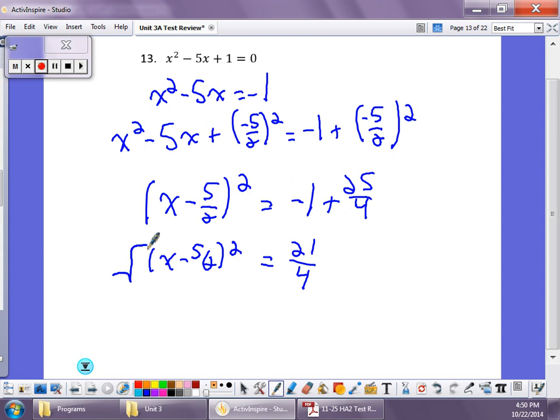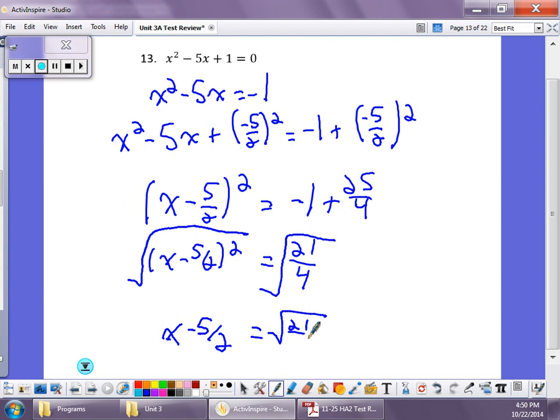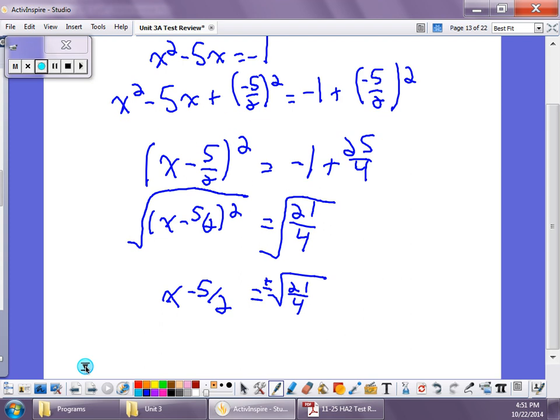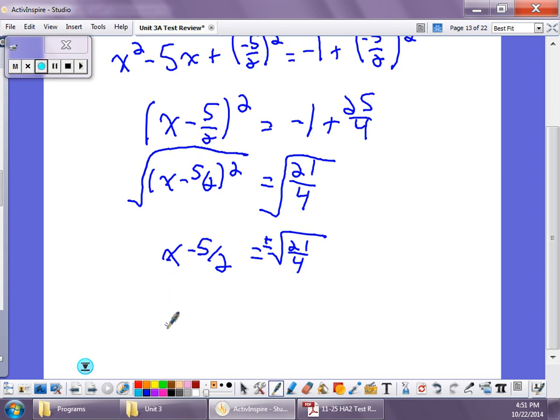Last couple of things, I would now take the square root of both sides. You get x minus 5 halves equals square root of 21 over 4, remember, plus or minus. So now I can add 5 halves. So I get x equals 5 halves. Now root 21 over 4, I can make root 21 over root 4, which becomes root 21 over 2.